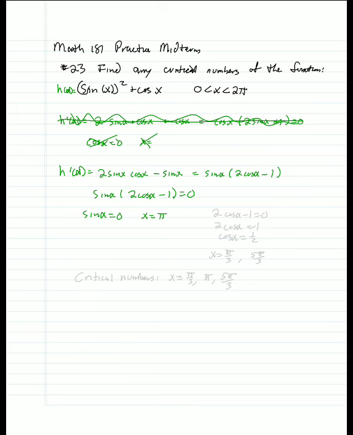And for the other one, 2 cosine of x minus 1 equals 0, that occurs when 2 cosine of x equals 1, or cosine of x equals 1/2. Well, that's going to occur where? At x equals pi over 3 and 5 pi over 3.